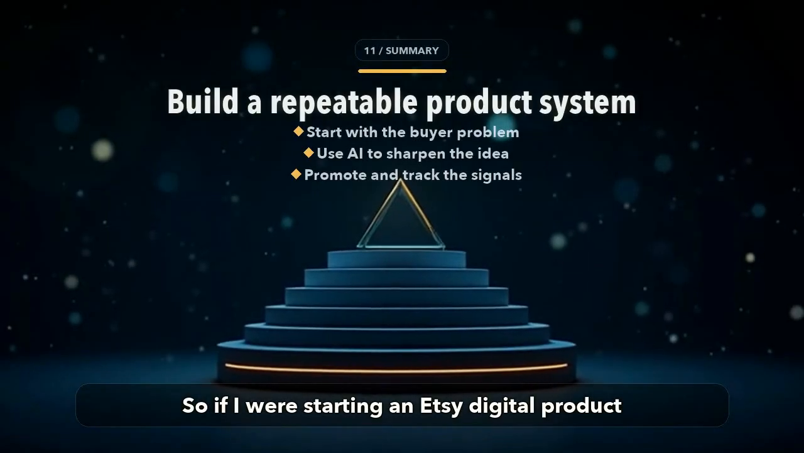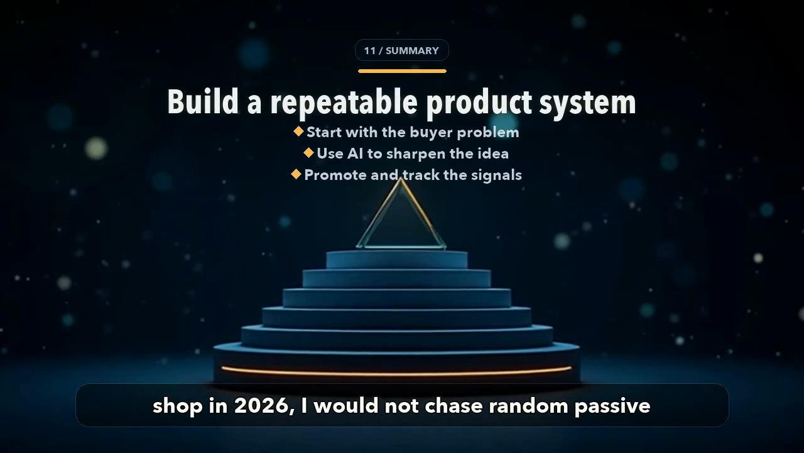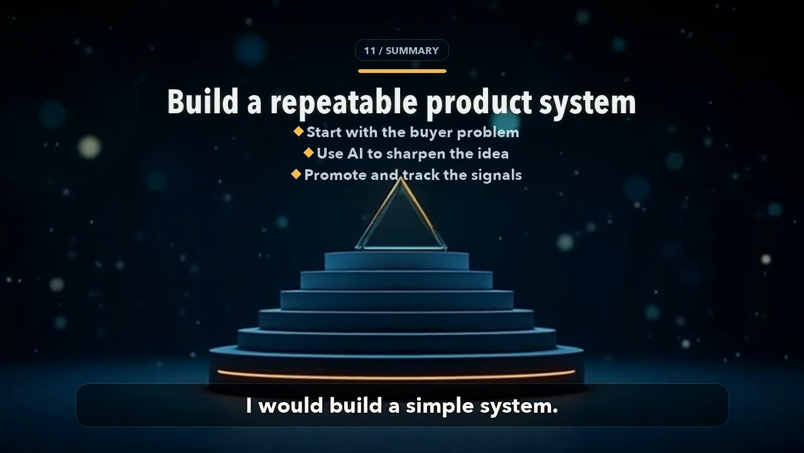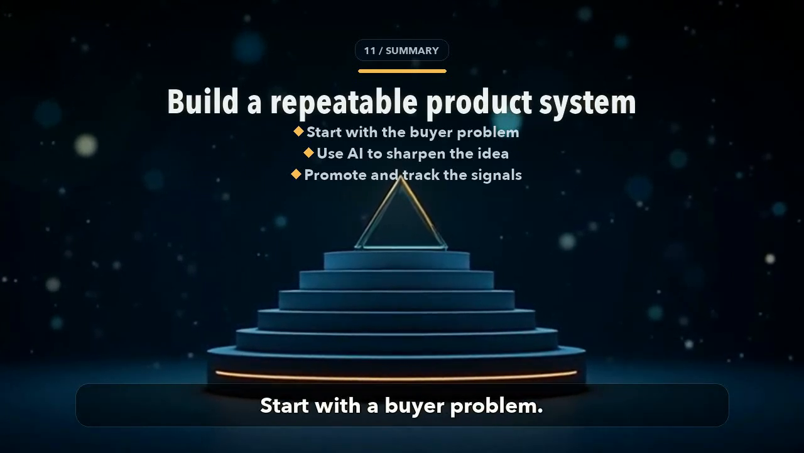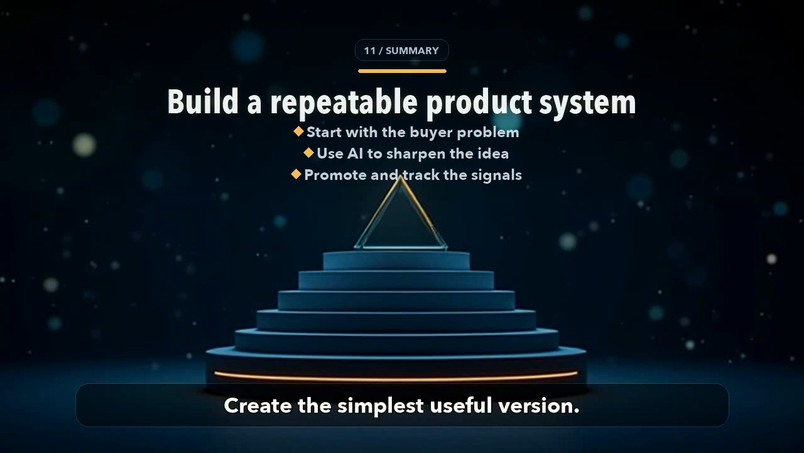So if I were starting an Etsy digital product shop in 2026, I would not chase random passive income ideas. I would build a simple system. Start with a buyer problem. Use AI to generate and sharpen the product idea. Validate it on Etsy and Pinterest. Create the simplest useful version. Package the listing like an offer. Turn the product into Pinterest content. Track the data and repeat.